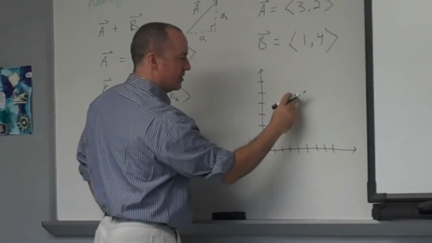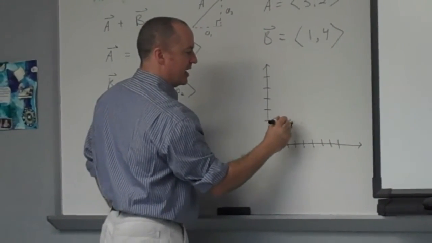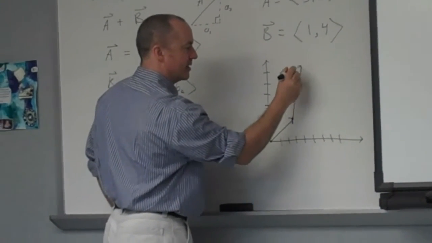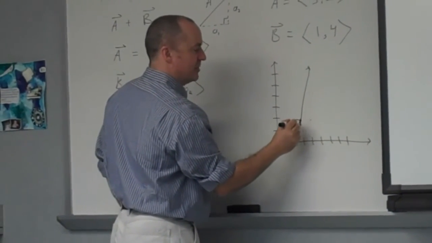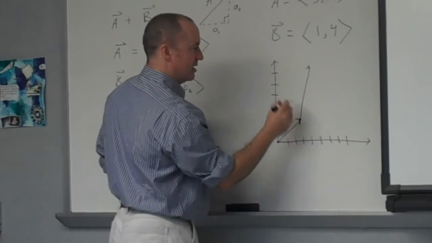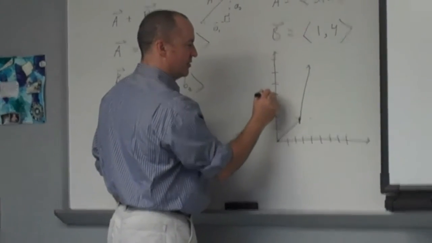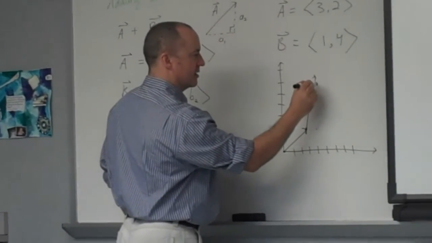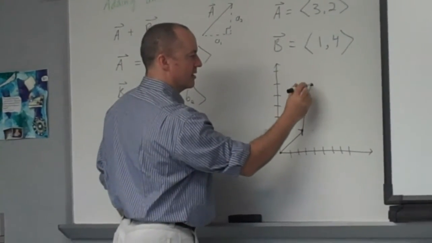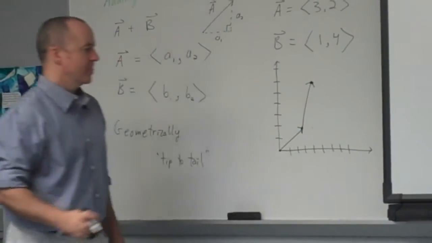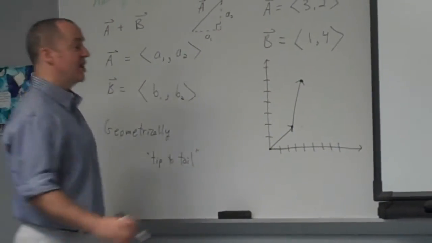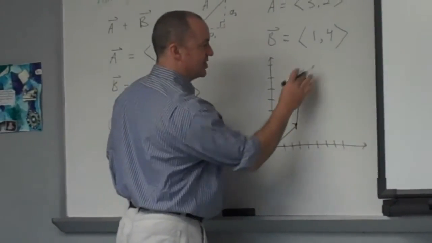Epiphany. Okay? This is the greatest thing ever. So that's vector B. Where did we wind up? 6 places up and 4 places to the right. Correct.